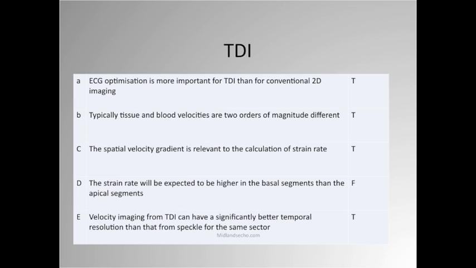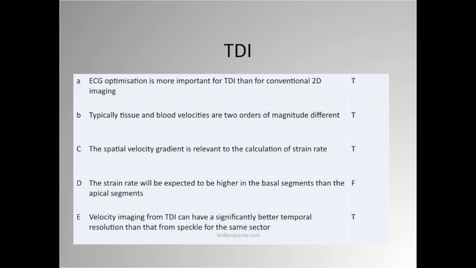The spatial velocity gradient is relevant to the calculation of strain rate. We talked about how strain was calculated from tissue Doppler in the course. If you remember, we took 2 velocities at the 2 ends of a bar of muscle and said the strain rate, more specifically, would be calculated by a difference, whether the velocities were different or not. If they were the same, the 2 ends of the bar of muscle were moving at the same speed, and therefore the bar wouldn't be getting longer or shorter, therefore the strain and the strain rate would be 0.